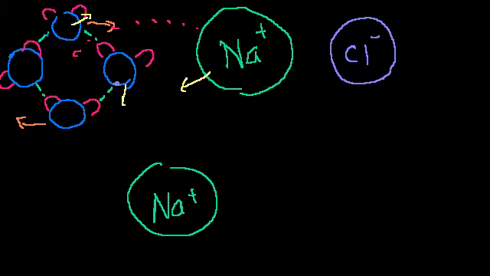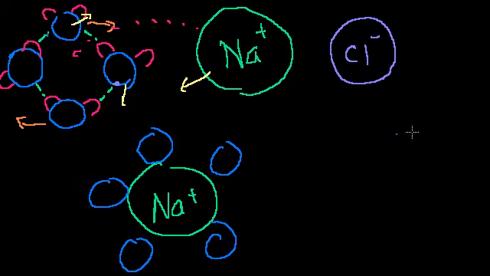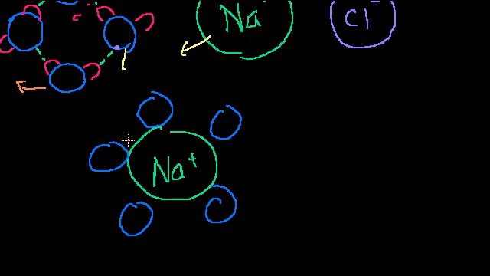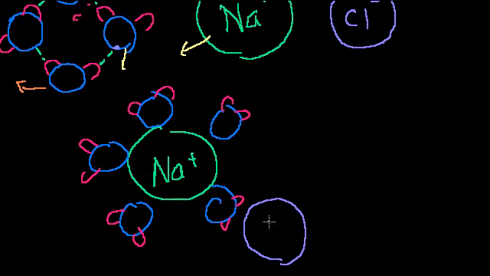And the reasonably stable configuration would look something like this. Sodium is positive, so it would be attracted to the negative end of the water molecules, the oxygen end. The oxygen end looks like that, and the hydrogen ends are going to be pointing in the other direction, on the other side. And of course, the chlorine atom is going to be very attracted to that other side. So the chlorine atom might be right over here, might want to hang out right here.